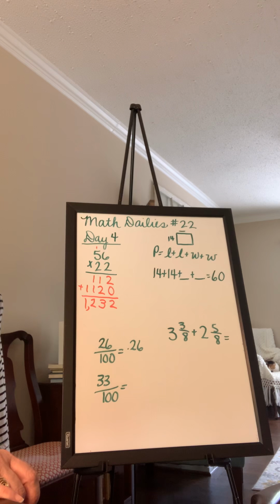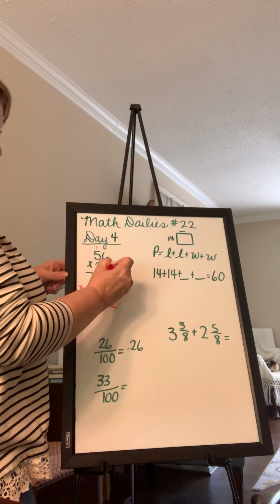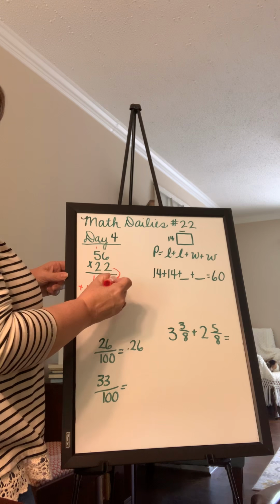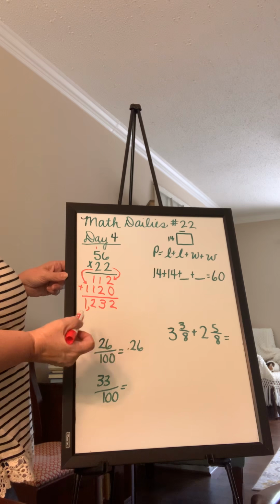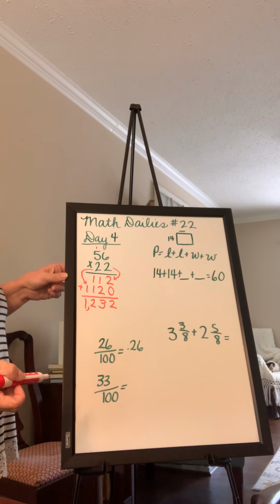So 1,232. So this 2 we put here. And this 2, which is actually 20, we put here. And then we add them together.